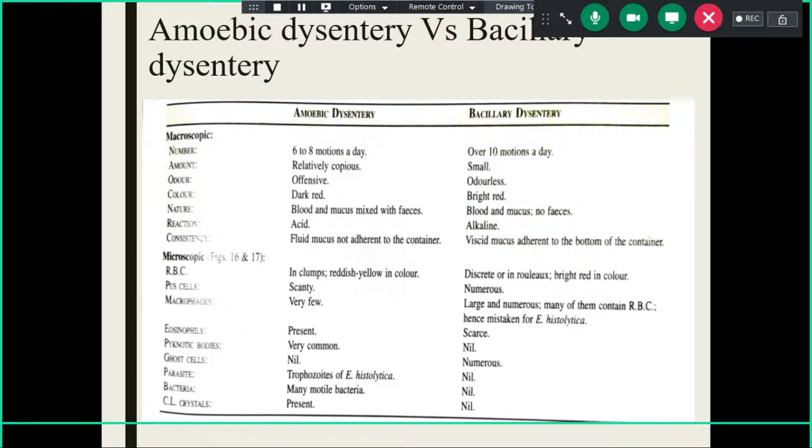Bacteria in culture will be positive in bacillary. And Charcot-Leyden crystals, which are composed of breakdown products of neutrophils and eosinophils, are found exclusively in amoebic.